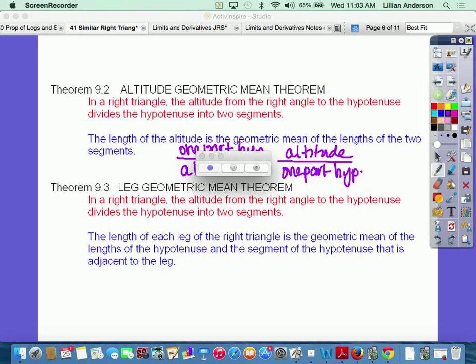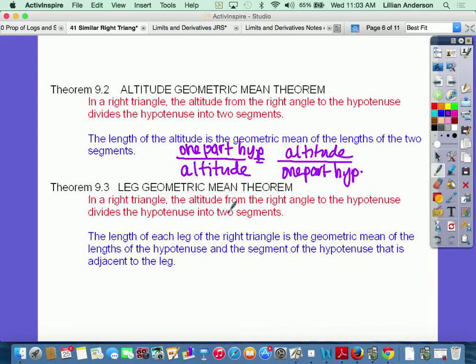So that's with altitude. Legs are similar, but they can be tricky. A leg in a right triangle, the altitude from the right angle to the hypotenuse divides the hypotenuse into two segments. We know that already. The length of each leg of the big right triangle is the geometric mean of the length of the full hypotenuse and the segment of the hypotenuse that's adjacent to the leg. What does adjacent mean? Next to. Next to, okay?